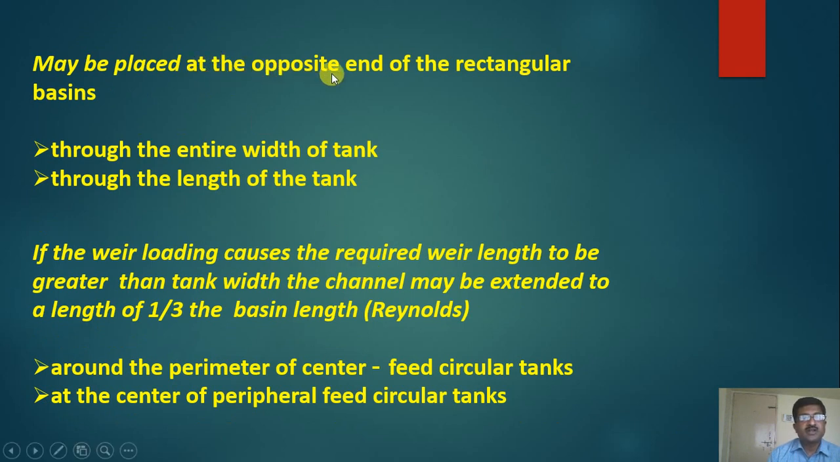Now this may be placed at the opposite end of the rectangular basin. A very important thing is that you should convey the water through the entire width and length of the tank. If the weir loading causes the required weir length to be greater than the tank width, the channel may be extended to a length of 1/3 of the basin length. The Reynolds number is important here. We are also going to see this particular design and how this is maintained, around the perimeter of the center feed circular tank and the peripheral feed circular tank.